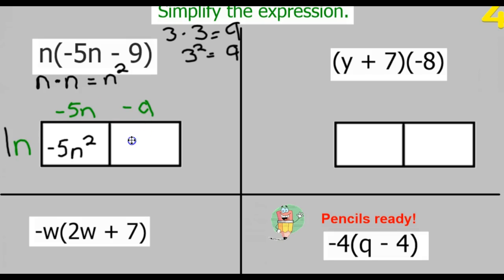Now we have a 1 times a negative 9, which gives me negative 9. And then the n comes along for the ride, and we get negative 5n squared minus 9n.